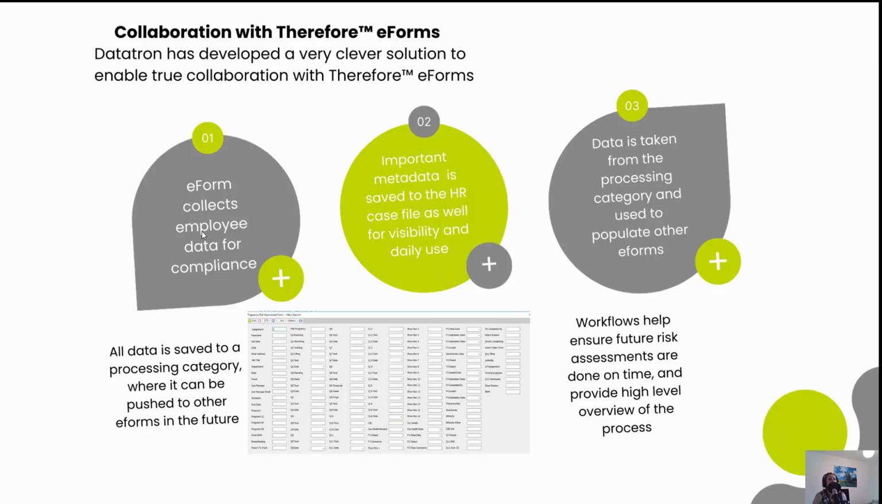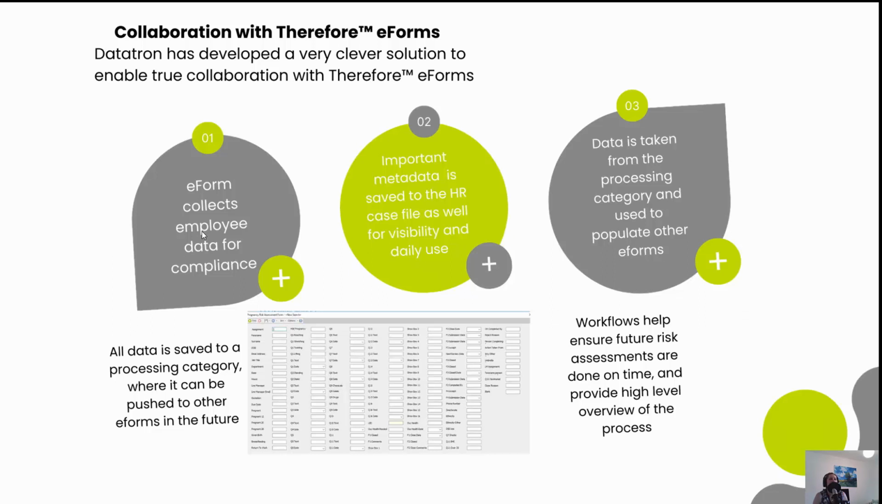It really just functions as a category where all of the previous eForm response data is kept, because then that data can be harvested and placed into future eForms as well. So we say here is number 2, important metadata is saved to the HR case file as well for visibility in daily use. So that's the really clever thing, is that they're using two different categories. One is just a case file where it just collects the most important data, and the other one is kind of a back-end processing category.